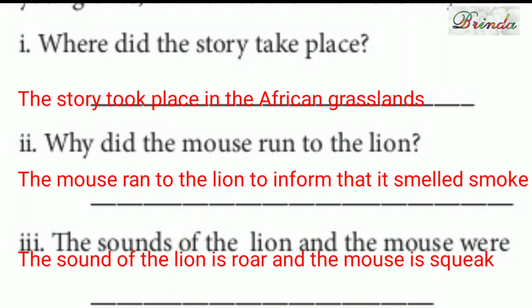Second one, why did the mouse run to the lion? Why does the mouse run to the lion? The mouse ran to the lion to inform that it smelled smoke. It smelled smoke. So it just wanted to inform. Third one, the sounds of the lion and the mouse were dash. Okay, what is the lion's sound? What is the mouse's sound? So the sound of the lion is roar and the sound of the mouse is squeak.